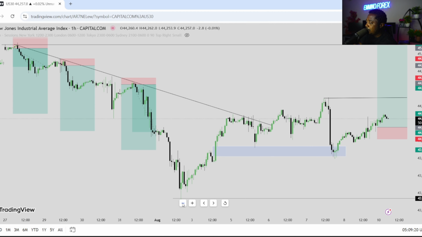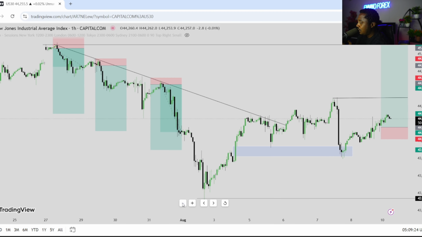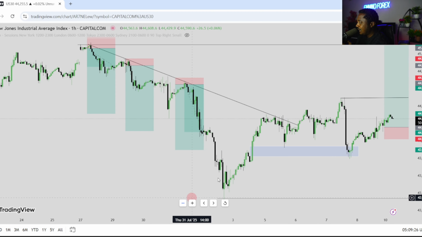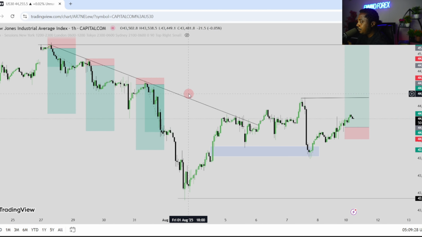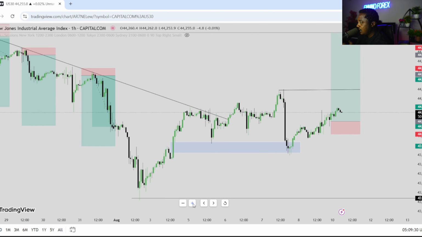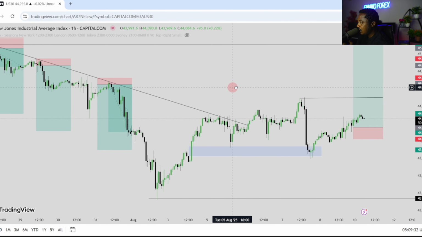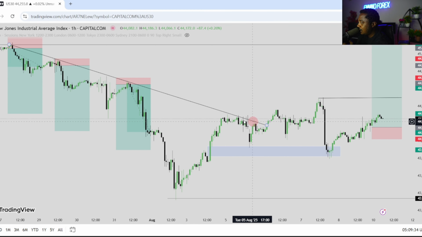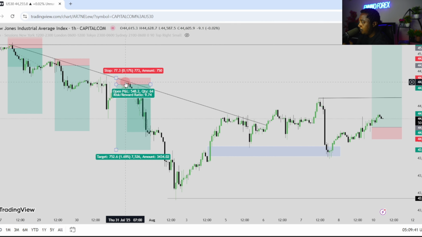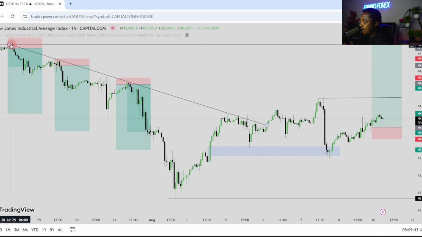So this is a powerful A plus setup for me, and that I'm willing to take during the London session. Why? Because it has presence of liquidity. As you can see here, this trendline liquidity has not been grabbed fully. I know price will take out this place. There's liquidity resting above here, and above here.